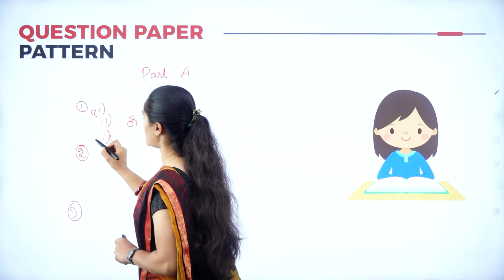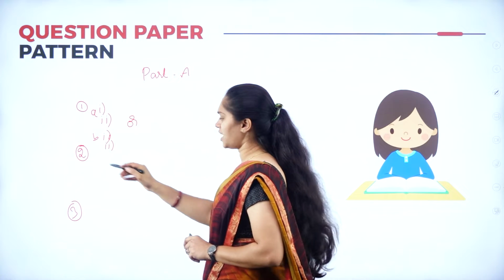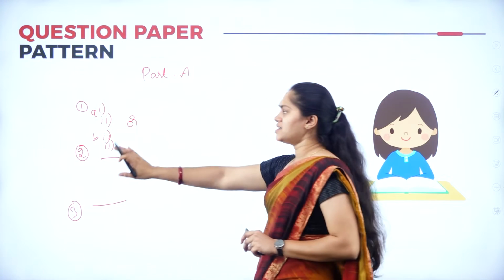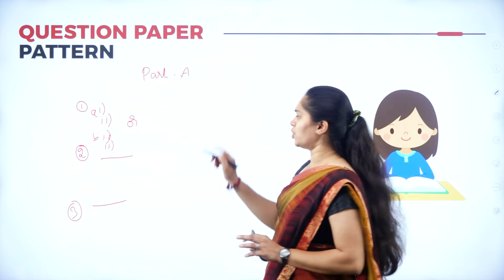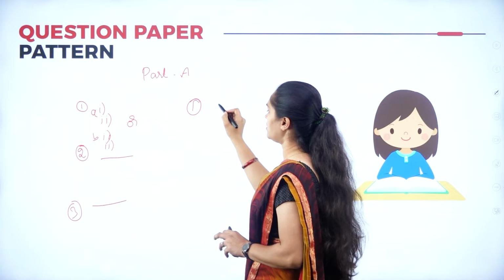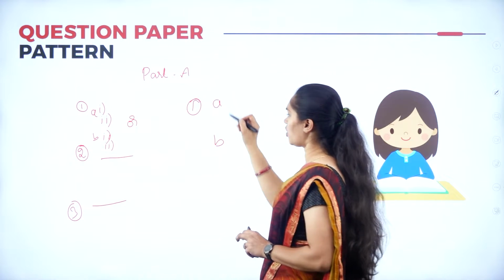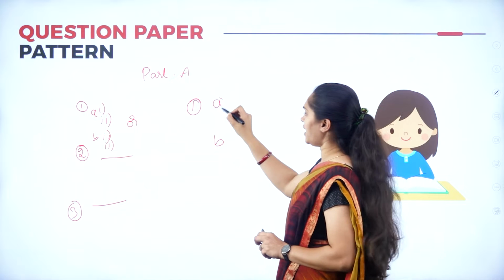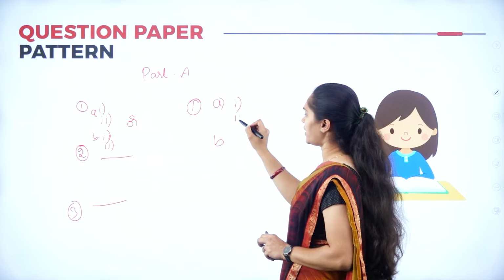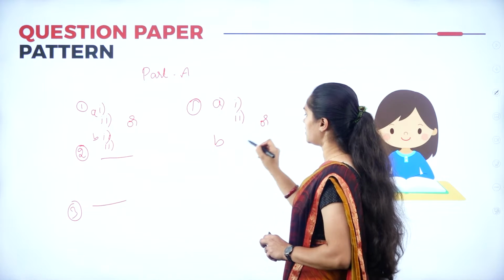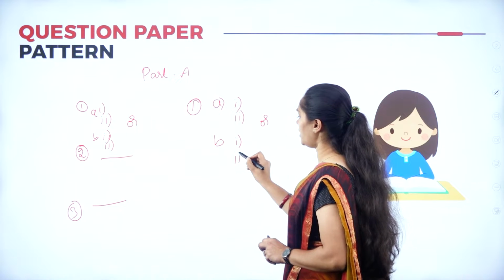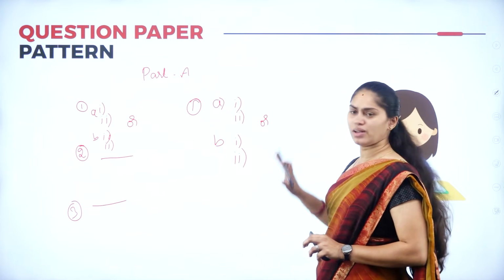Okay, let me consider this as A, this as B. The same thing will apply for the second and third questions. So, in the first question, there will be 2 sub-questions called A and B. In A, again, there will be 2 sub-questions, 1 and 2. And in B also, there will be 2 sub-questions. The questions will be like this.